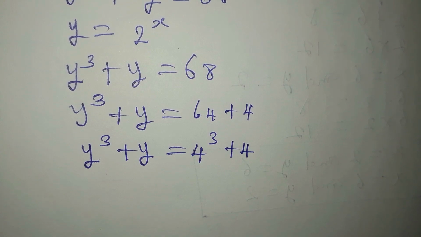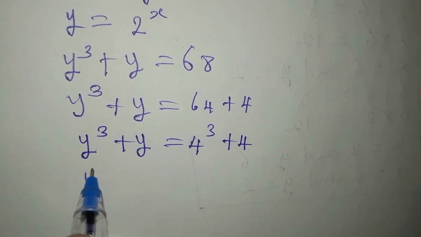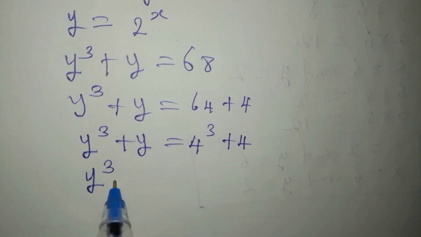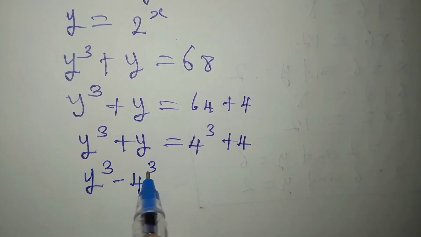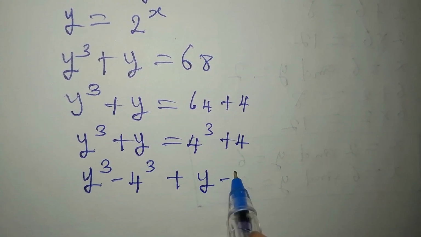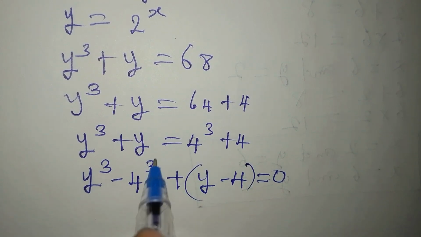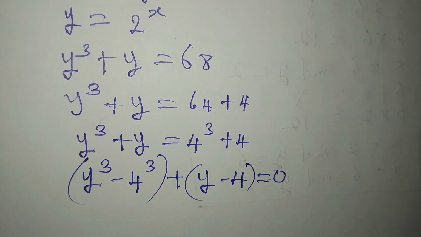But then we are not getting only the real solution. We'll get the complex solutions. So we write y to the power of 3 minus 4 to the power of 3, then we have plus y minus 4. Everything is equal to 0. This will be dealt with separately.